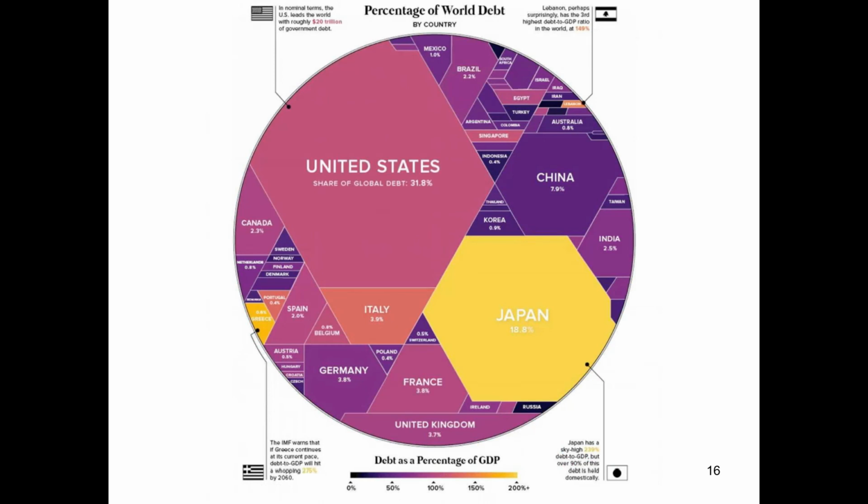Next, see, now percentage of world debt. You have put it in a very simple diagram, broken into different parts. In percentage of GDP, they have put it, just see the color. How much the percentage of GDP they are using. So United States again leading, 31.8%, that is the share of global debt.